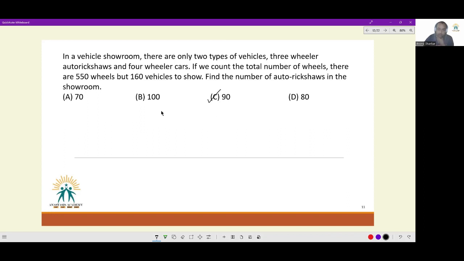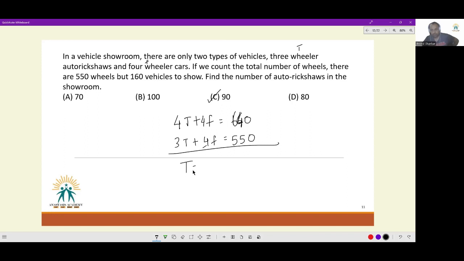Now, let's try to solve it equation-wise. Three-wheelers, let's call it T. Four-wheelers, let's call it F. So T plus F is equal to 160. 3T plus 4F is equal to 550. Even if I want to calculate only the count of three-wheelers, let me multiply the first equation by 4. So 4T plus 4F is equal to 640, which gives me T is equal to 90. Which is of course the same thing that we are getting here.